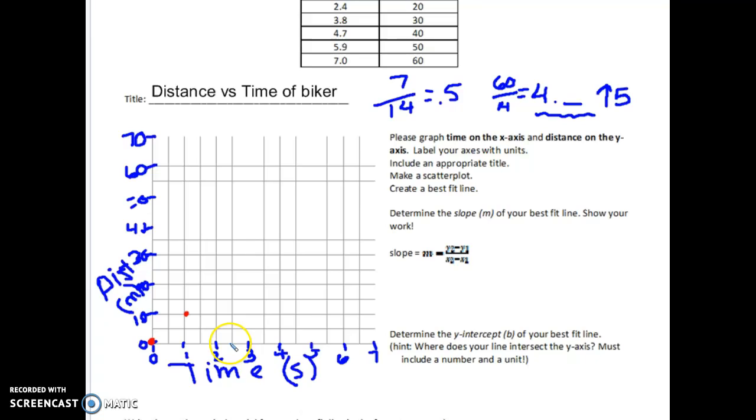Next up is time 2.4, so it's going to be halfway between the 2 and the 3. Well, not quite halfway between the 2 and the 3. And I'm going to go up to 20. So right around there. Next up, 3.8 and 30. 4.7 and 40. This is where it's going to be a little tricky with my graph, the way it's looking. 5.9 and 50, and finally 7 and 60.